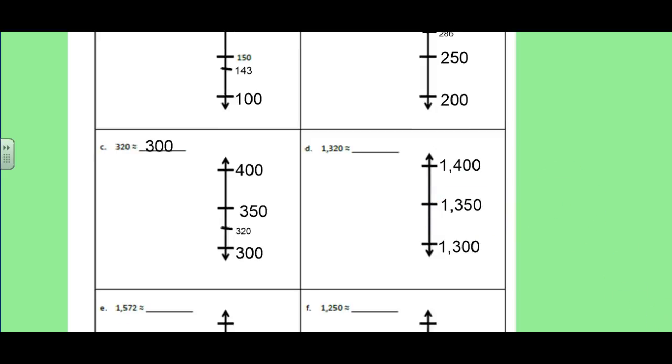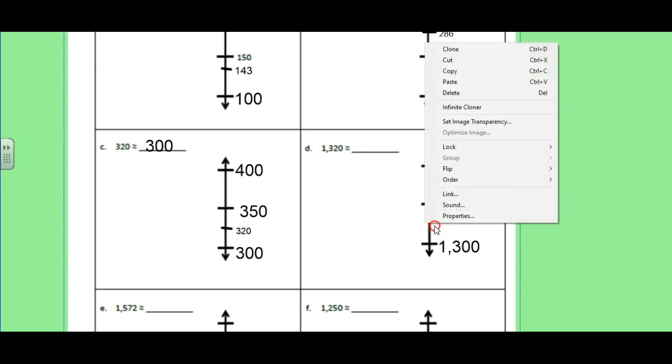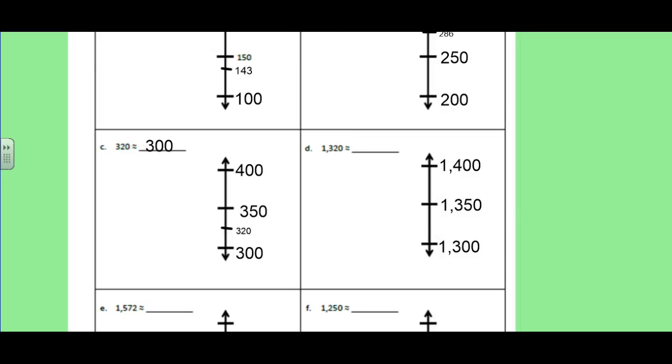And if you notice, these two problems are exactly the same, except this one has 1,000 and this one did not have 1,000. So our 1,320 is going to go kind of right where our 320 went, which is going to show us that it is closer to 1,300 than it is to 1,400. So 1,320 rounds to 1,300.